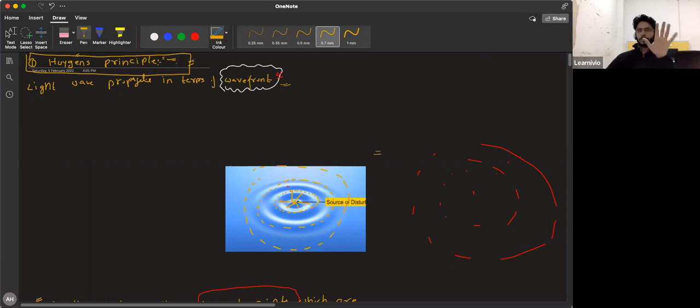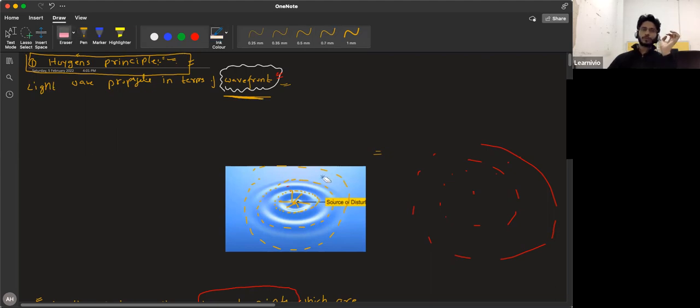Huygens says that no, light is not a stream of particles. Light is a wave basically. Now, when Huygens proposed that light is a wave, the next question was, if light is a wave, then how does that wave propagate? To explain the propagation of light, Huygens gave a theory known as Huygens principle, which is based on the concept of wavefront. The whole of Huygens' theory is based on a single concept, the concept of wavefront.